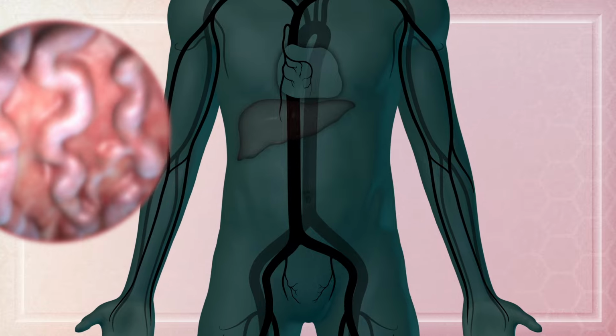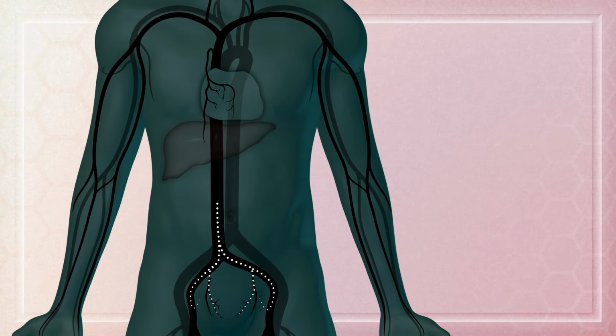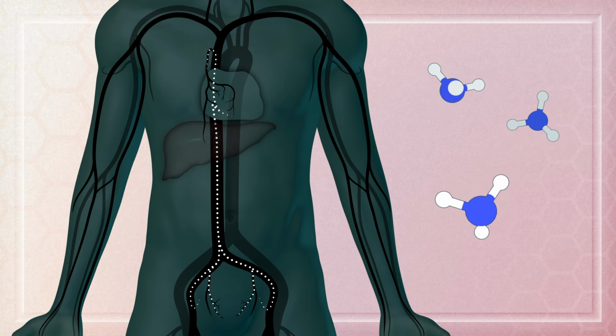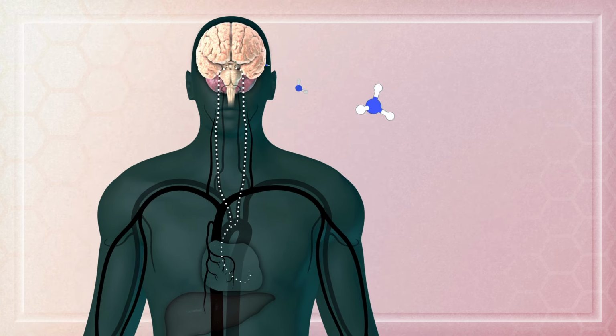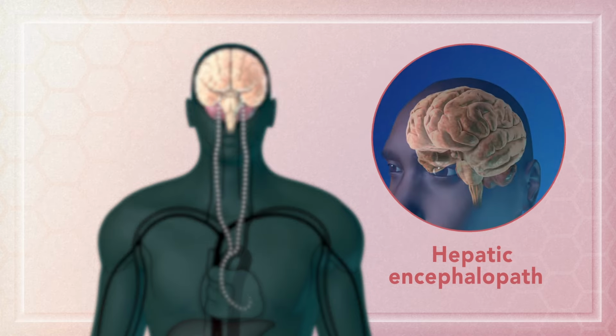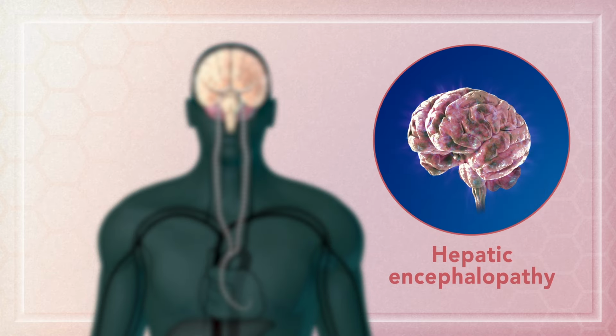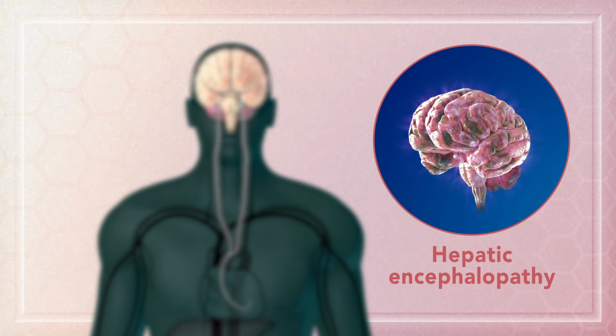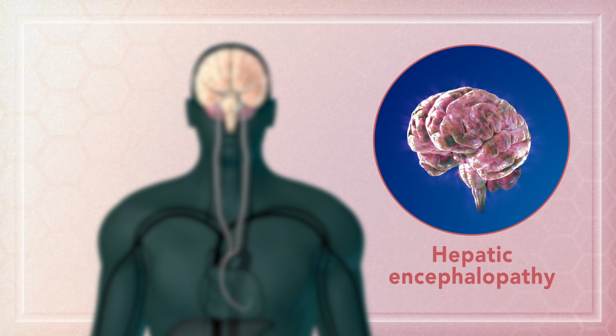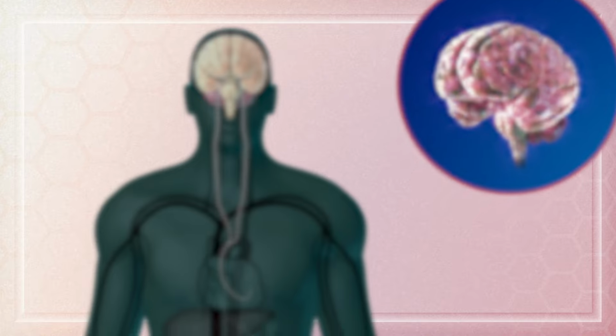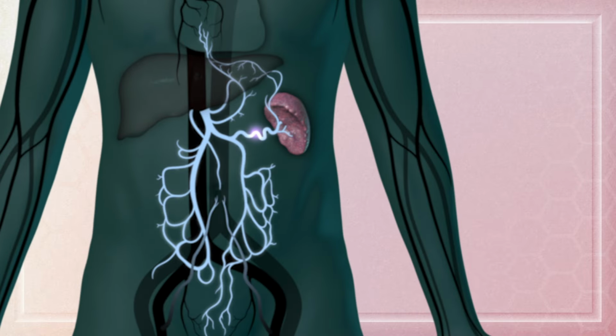Without the detoxifying effects of the liver, blood that circulates back to the body contains nitrogenous waste products, primarily ammonia. These substances pass into the brain, resulting in hepatic encephalopathy, altered consciousness, changes in mood and personality, mobility issues, and in some cases, coma. Portal hypertension also causes increased pressure in the splenic vein.